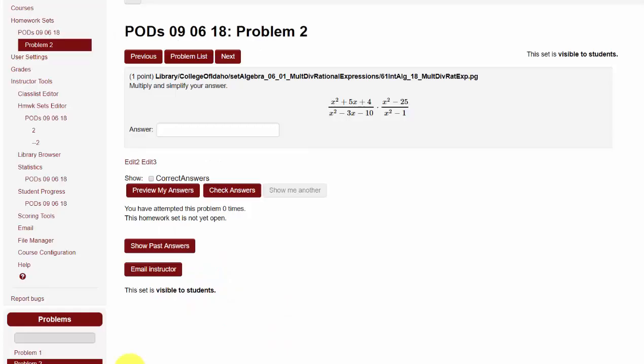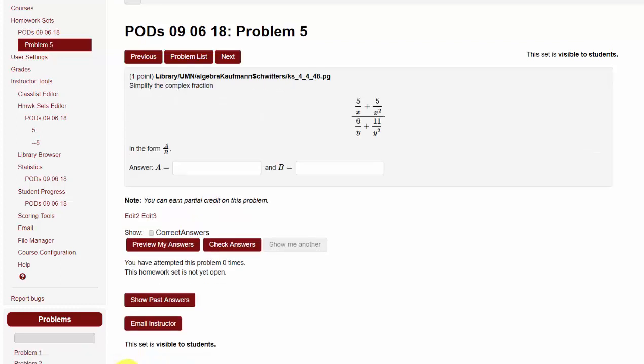Okay, let's take a look at problem 3. Problem 3 happens to be very similar to problem 2, so I will let you do that. How about problem 4? Again, just one more problem, exactly like it, just with different numbers. Let's move on to problem 5. Problem 5 is a complex rational expression.